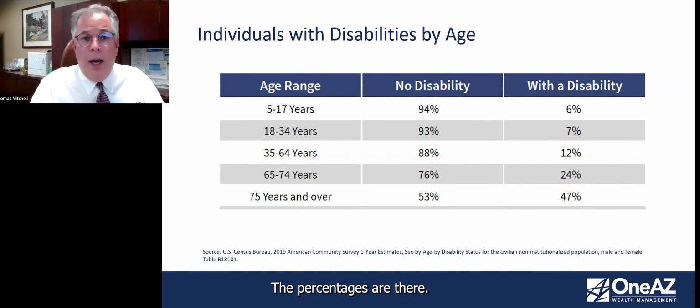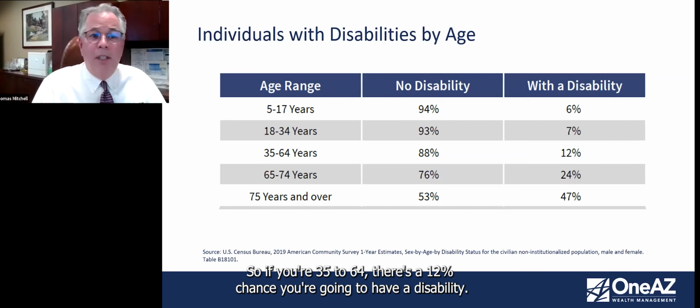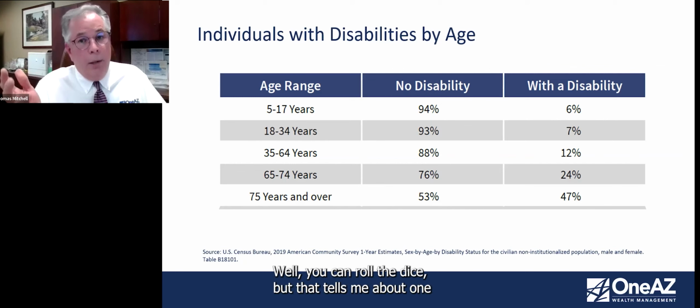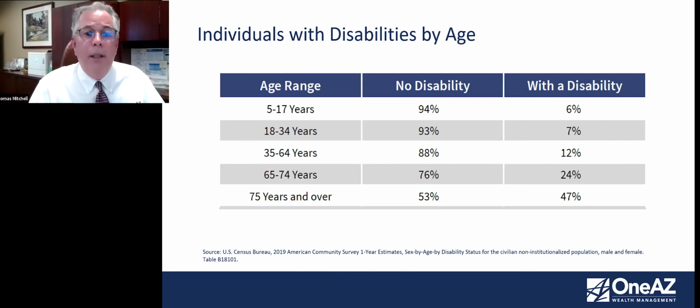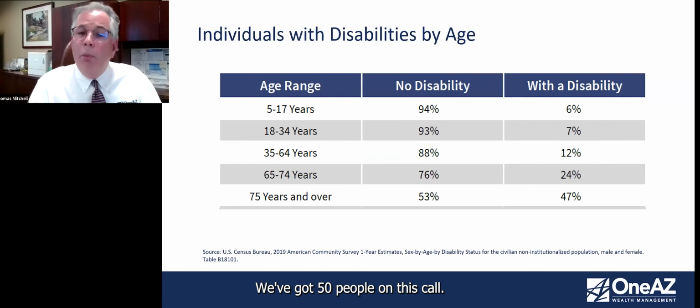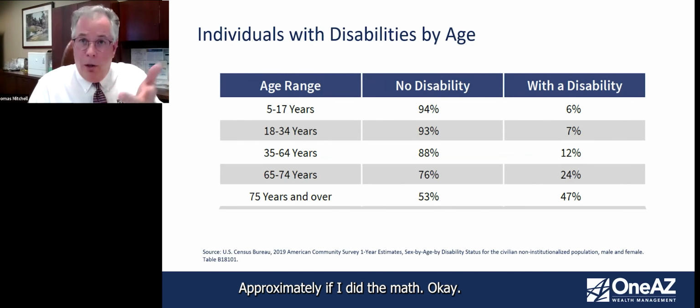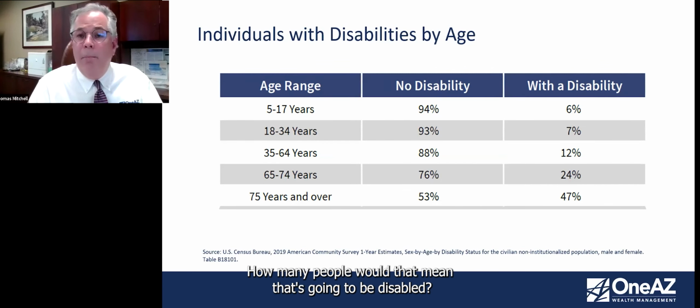The percentages are there. So if you're 35 to 64, there's a 12% chance you're going to have a disability. Well, you can roll the dice, but that tells me about 1 out of every 10 times that person's going to experience a disability. I'm looking at this Zoom webinar now, and we've got 50 people on this call. Approximately, if I did the math, how many people would that mean are going to be disabled?